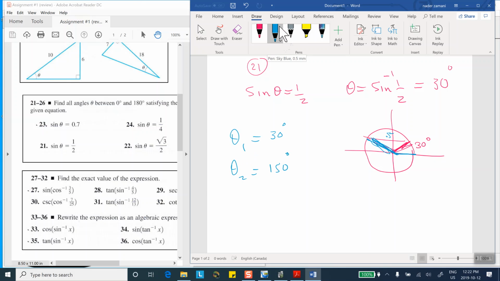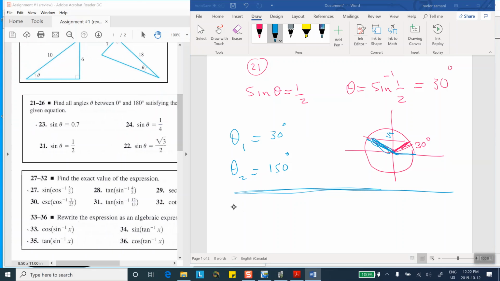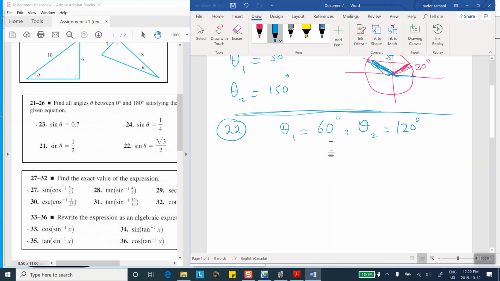It is rather unfortunate because these problems that I picked, they all have sine. It would have been helpful if I did one with a cosine. So let me actually do another one. Okay, so instead of me doing number 22, which incidentally, the answer for 22 is theta 1 equal to 60 degrees and theta 2 equal to 120 degrees. I'll make up my own. The next one I'm going to make up my own. So my own. How about that?